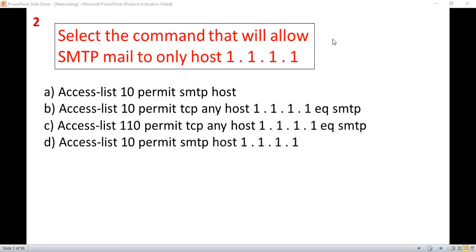So for the port which we can use for this question, the answer will be access list 110, permit TCP, any host 1.1.1.1, EQ SMTP. So the answer for the second question will be option C. Okay.